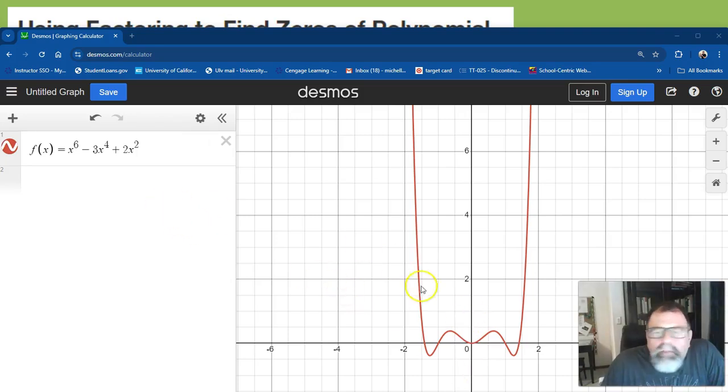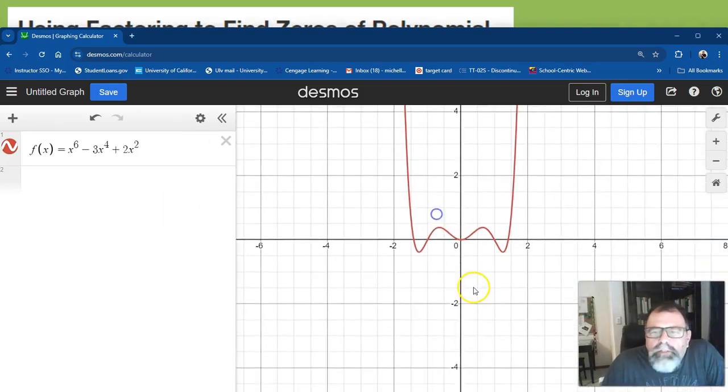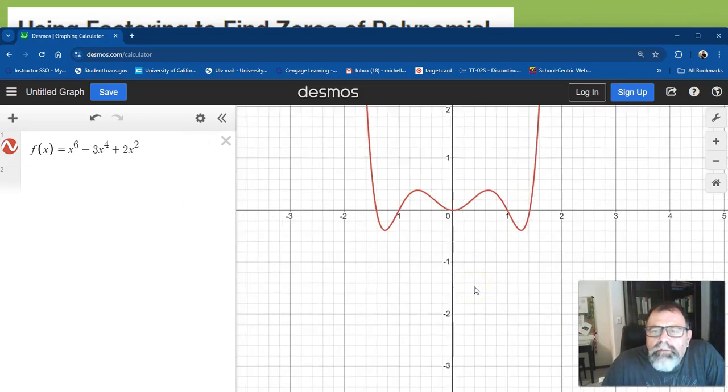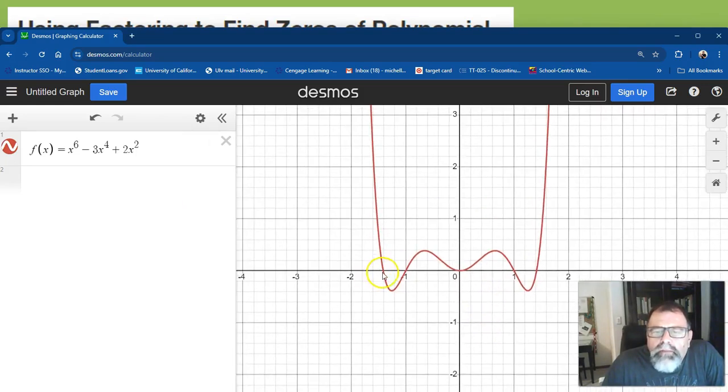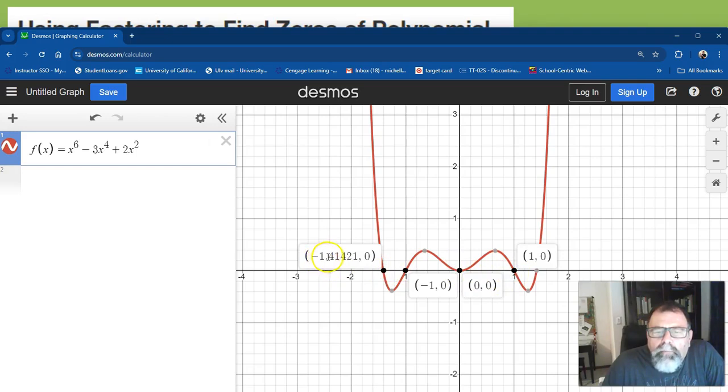Okay, if we look at Desmos with that original function, if I zoom in on it here, we can see the x-intercepts. And if you did square root of 2 on a calculator, you get 1.414. So this is negative 1.414, and then this one would be a positive 1.